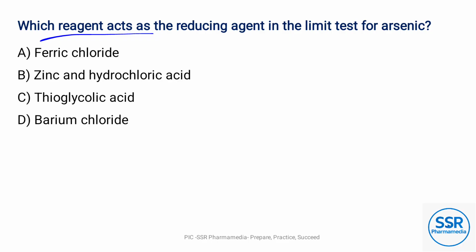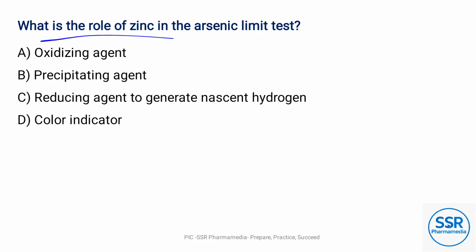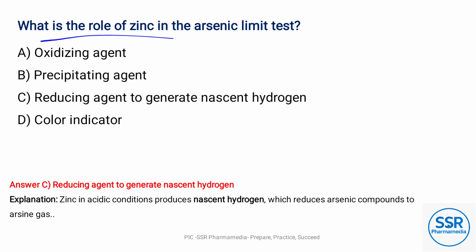Which reagent acts as the reducing agent in the limit test for arsenic? Option B is the answer, zinc and hydrochloric acid. Zinc reacts with hydrochloric acid to liberate hydrogen, which reduces the arsenic compound to arsine gas. It's nascent hydrogen. What is the role of zinc in the arsenic limit test? The answer is option C, reducing agent to generate nascent hydrogen.